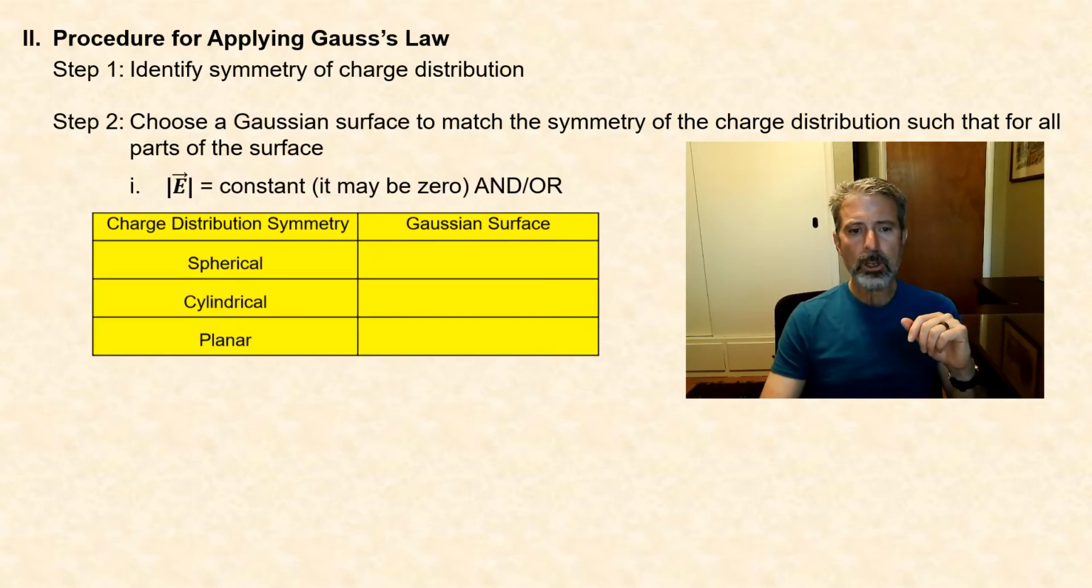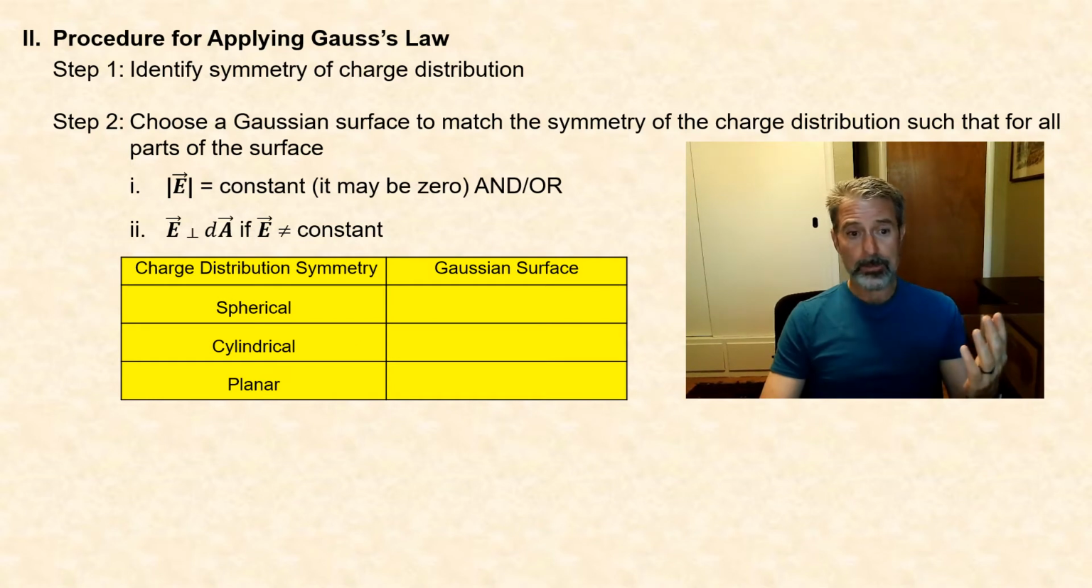So, as we said, there's only three types of symmetry, and you will see this is pretty simple.